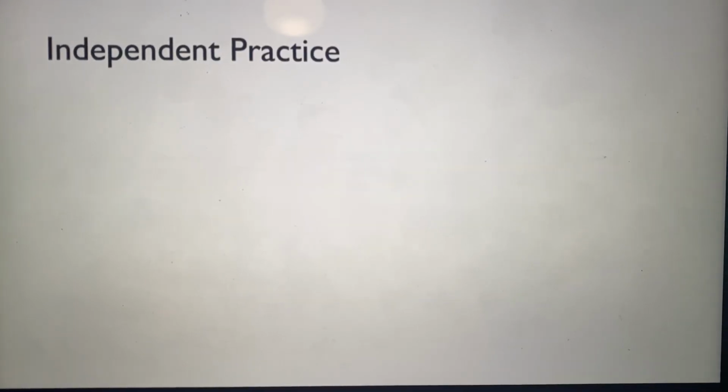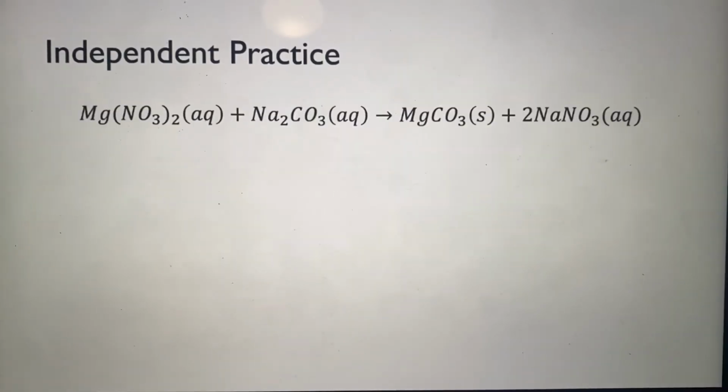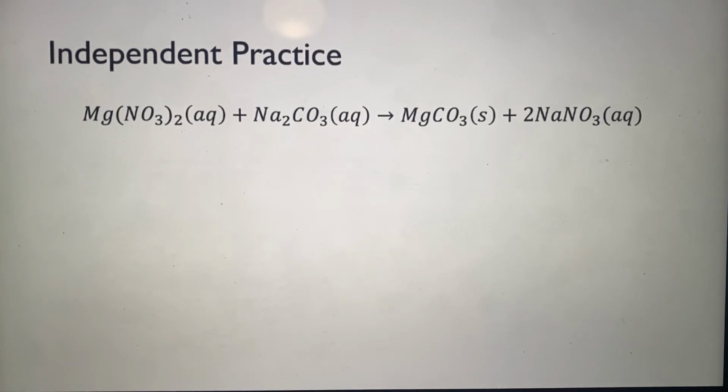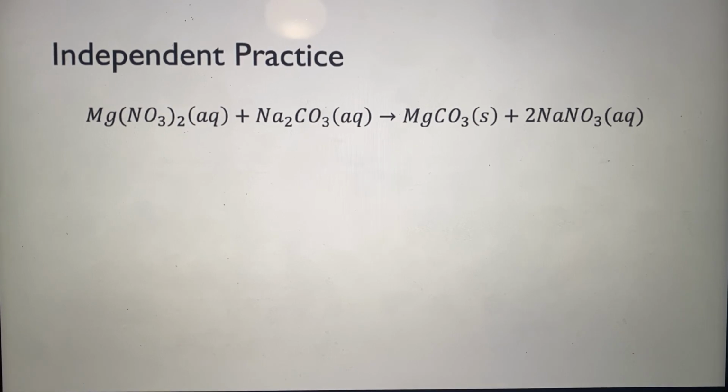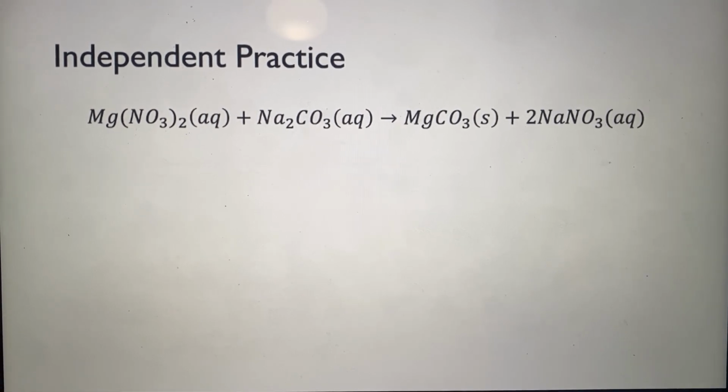Now we're going to do some independent practice. So here is your equation. It's already balanced for you. I want you to pause the video and then do all your work, come back and see if you get your answer right.